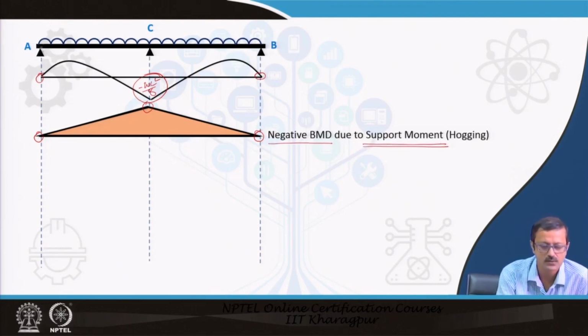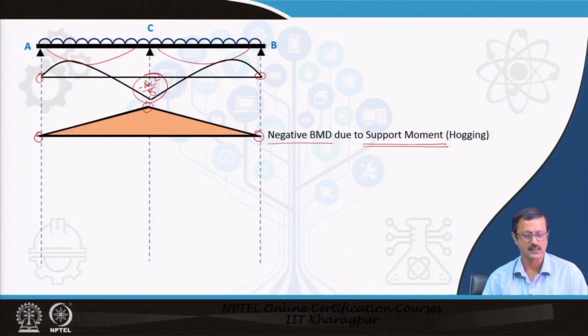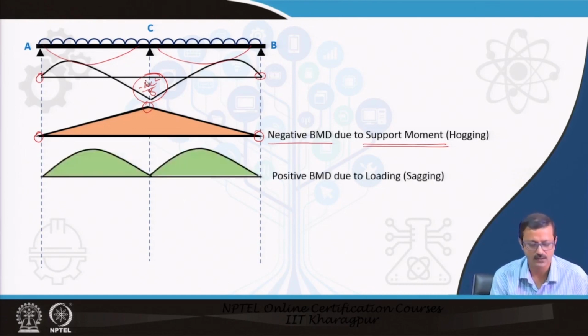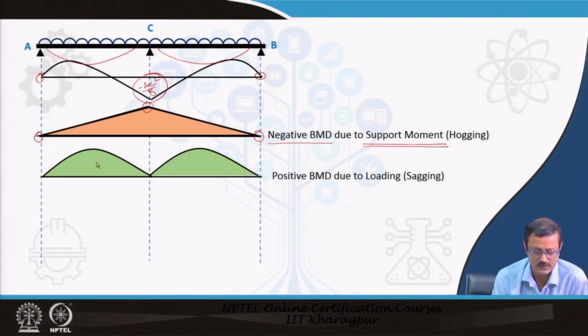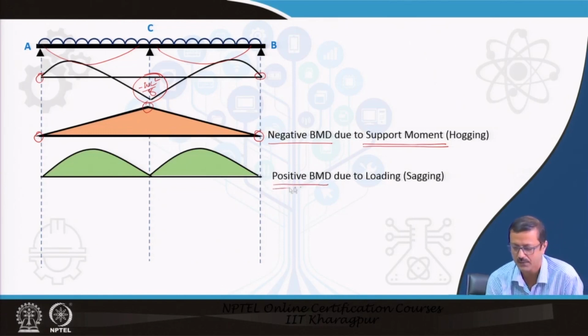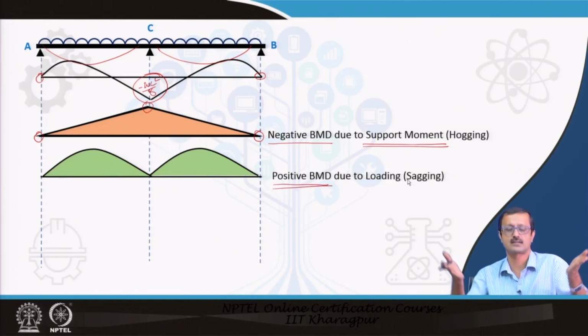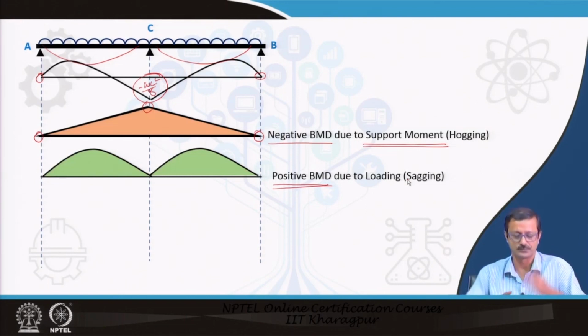And now I look into the UDL. UDL gives me the positive bending moment, right? Positive bending moment, and that is the span moment, and I draw the individual span moment for each individual span, which is green because it is positive, and this is reddish because it is negative. Positive bending moment is a sagging kind of moment, right? Sagging moment, because the tension is in the bottom.